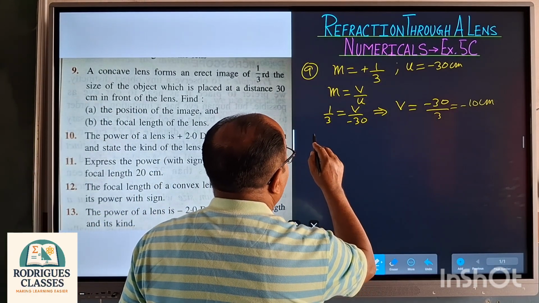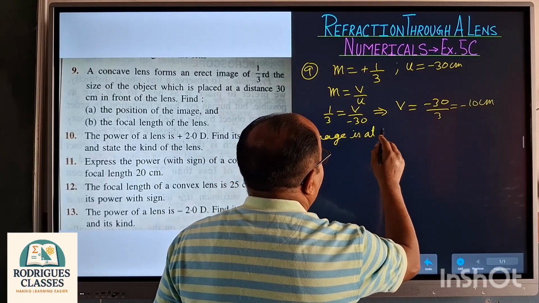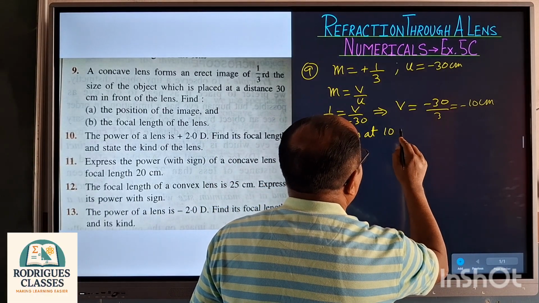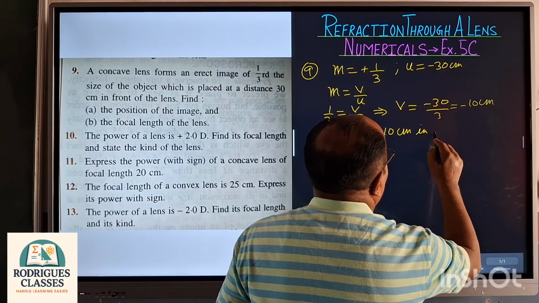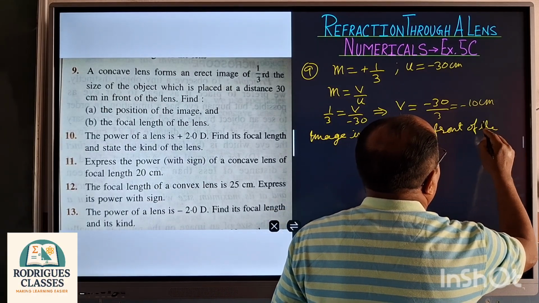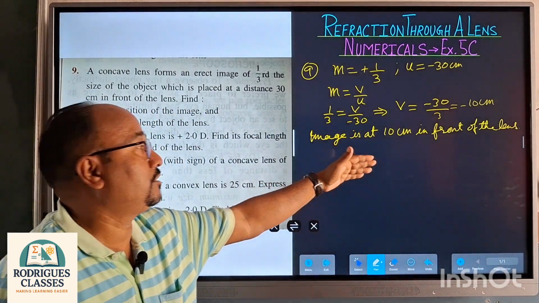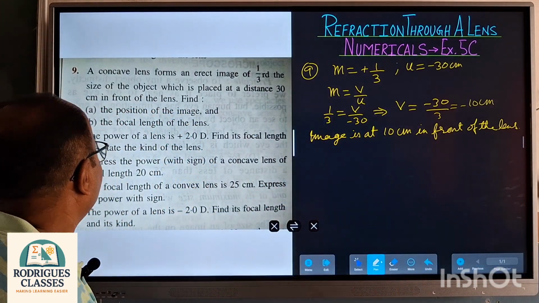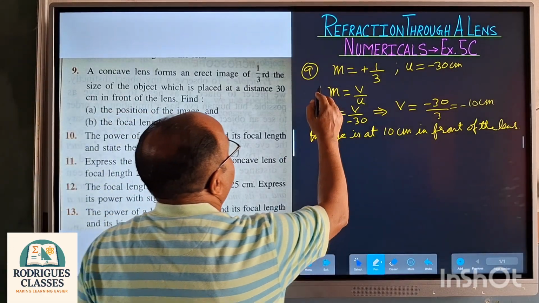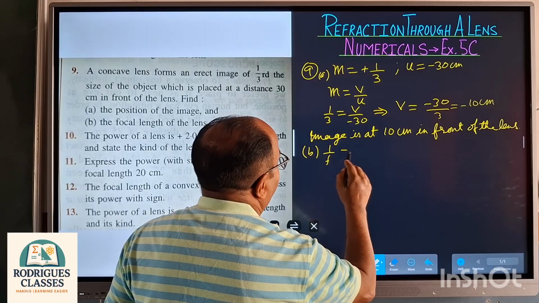So I will write it, image is at 10 centimeter in front of the lens. Okay, always try to write the position in words. Okay, it will be better. Now to find the focal length, this was the A part, now the B part, writing the formula.